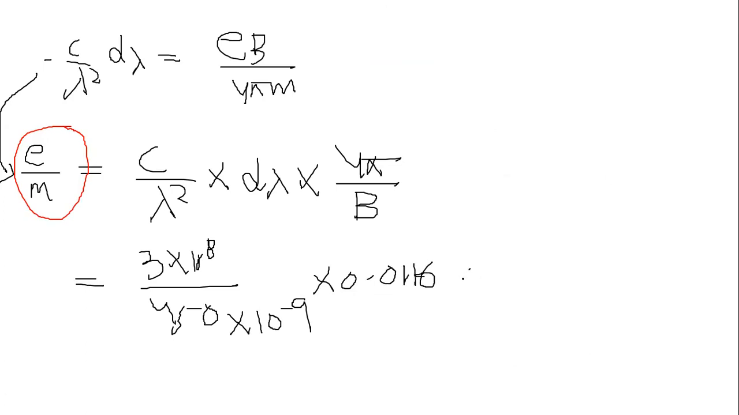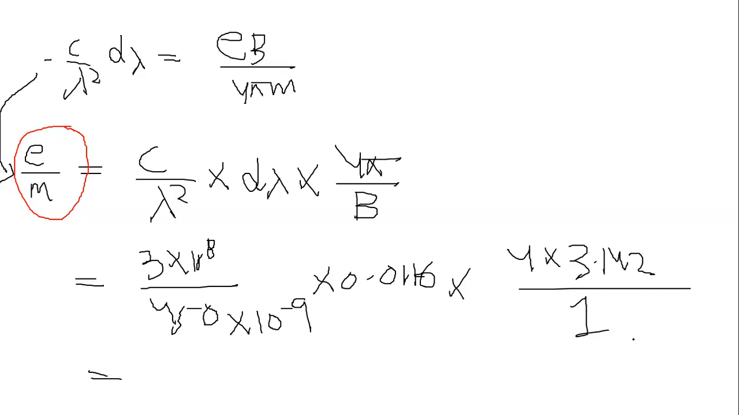So here we put 0.0116 into 4 into 3.142 divided by B, which is 1 Tesla. So please put all these values as I have done here and tell me what will be the answer, what will be the ratio of E by M. I will wait for 5 minutes, then we will proceed to the next question, or if you have any doubt you can ask me regarding this question.